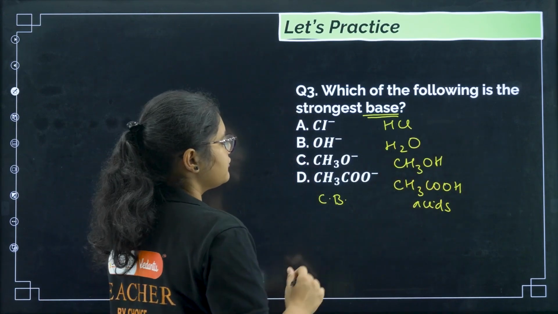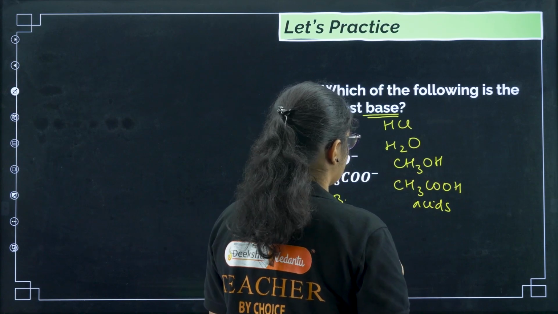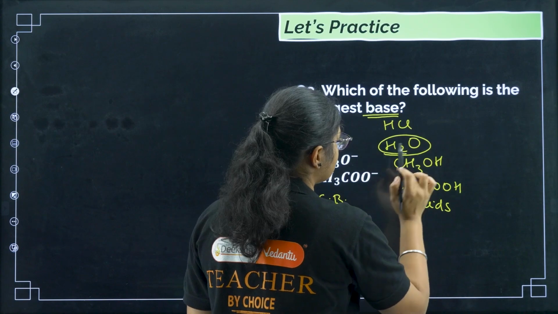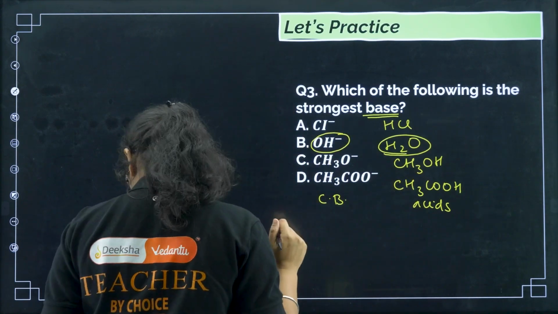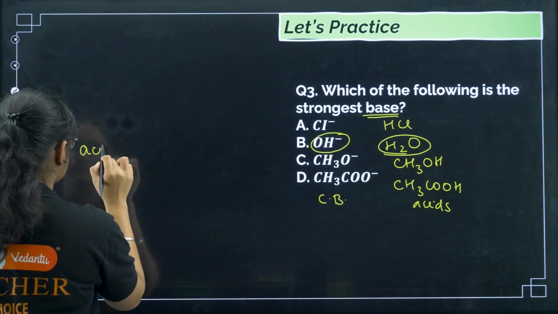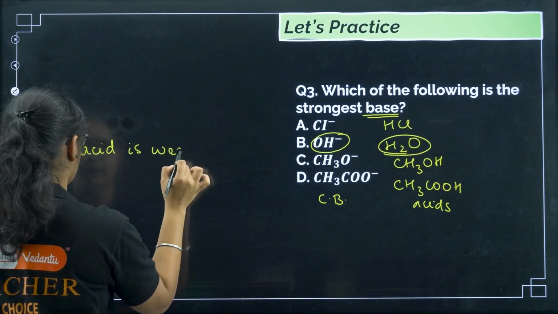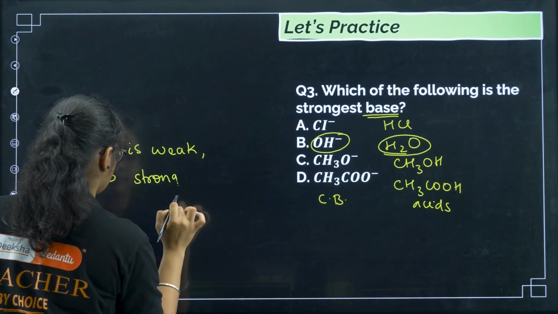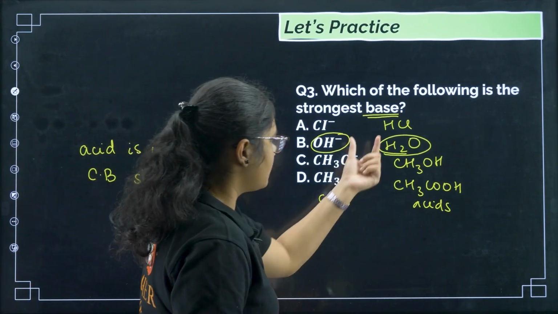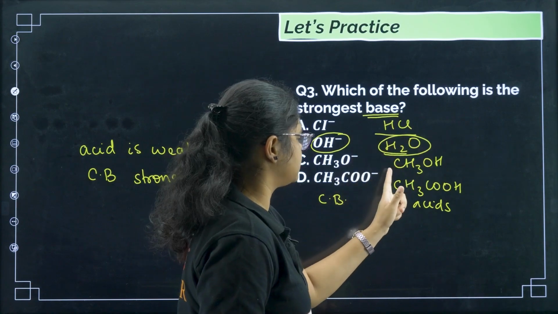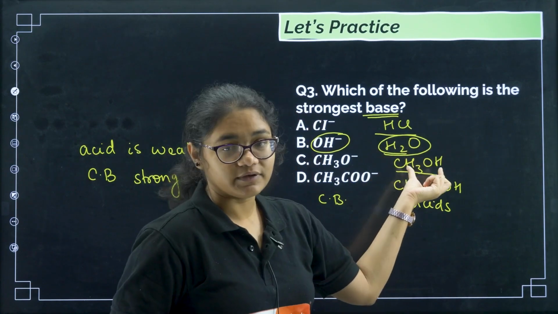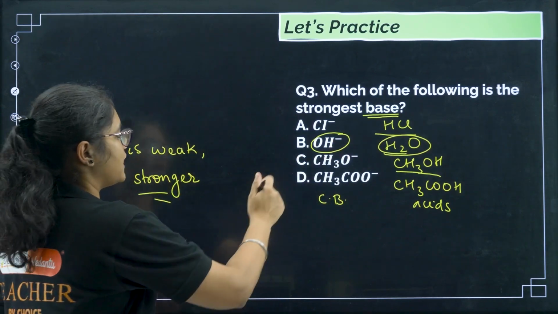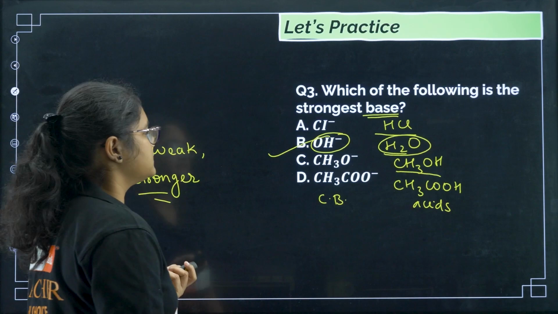These are the conjugate bases. So if you want to find the strongest base, the strongest base will be your OH minus, because water is the weakest acid here. One thing is there: if acid is weak, then conjugate base will be stronger. HCl is a strong acid; comparing all of these, water is the weakest acid, so its conjugate base will be the strongest one. That is why option B is the correct answer here.